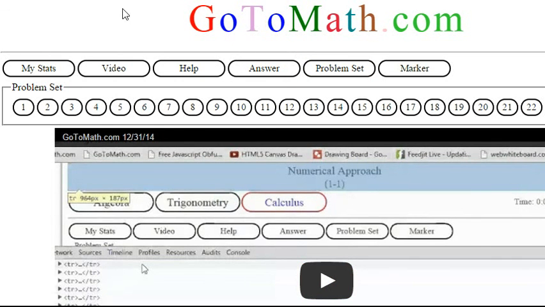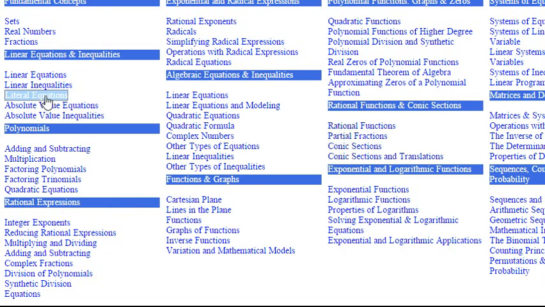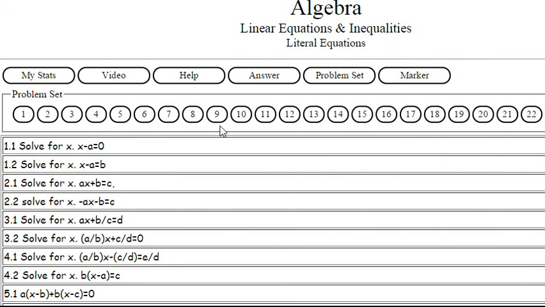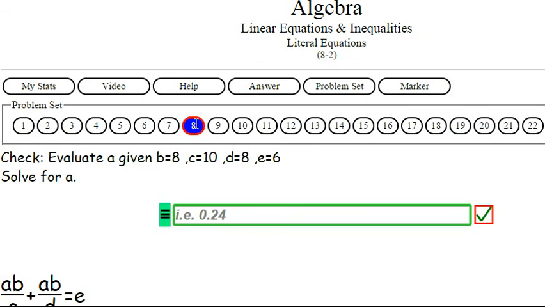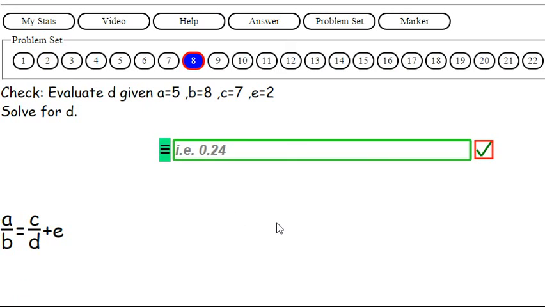Okay, we're here at gotomath.com. Click up here on algebra. Let's go down to the literal equation section, 8.1. Where are we at? Right here? There we are. Evaluate D. Solve for D. That's what it says. Of course, this is going to be for the green checkbox.